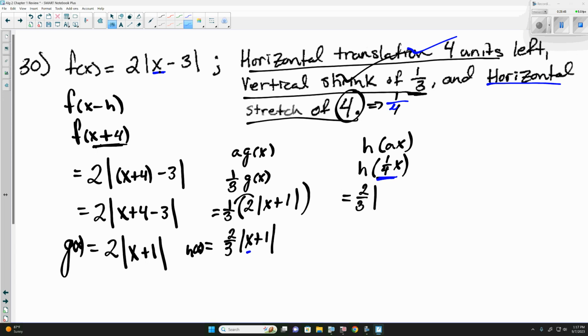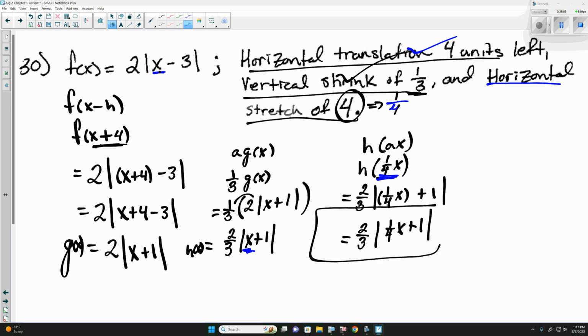Now, again, just like with our left-right, we don't have x anymore inside the parentheses. We've got 1/4 x, which means every x in the function h of x has to be switched out for 1/4 x. So I have 1/4 x plus 1. Well, really, that's just going to simplify to 2/3 times the absolute value of 1/4 x plus 1. And that's it.